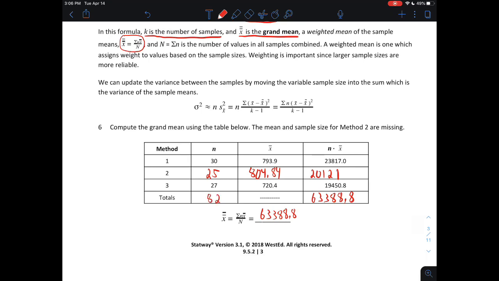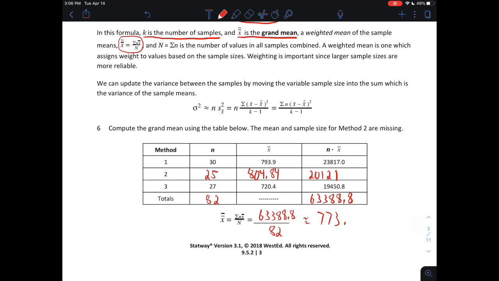That would be 82. So then if I take 63388.8 and then divide by 82, I get approximately 773.0. We could go out a couple of more decimal places, 773.034, but we're going to stick with 773.0 just for the purposes of what we see in the following couple of charts.